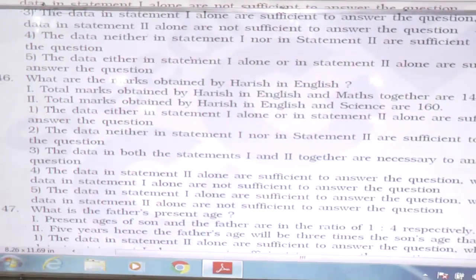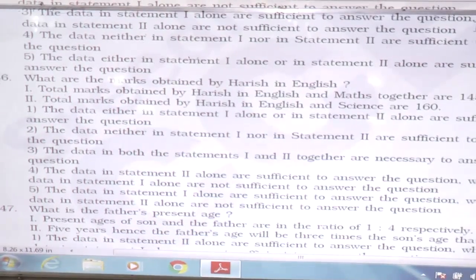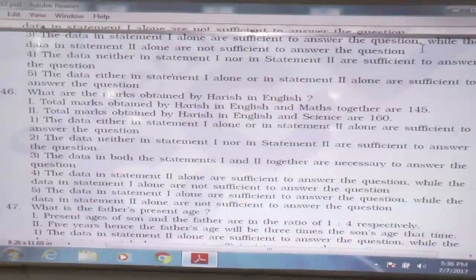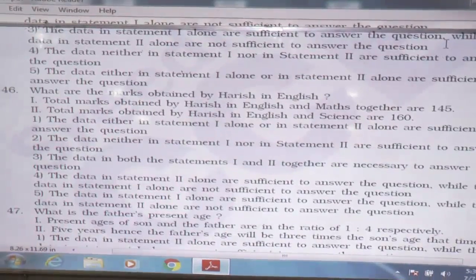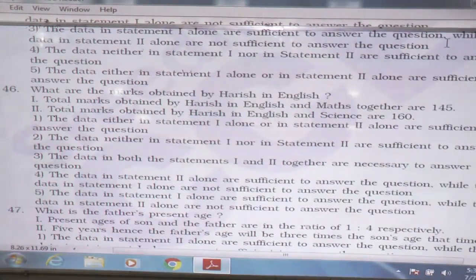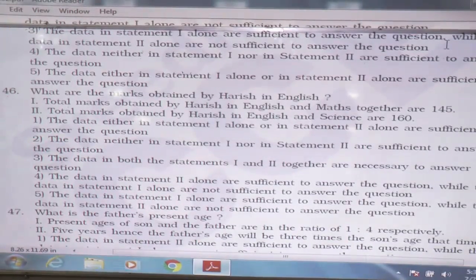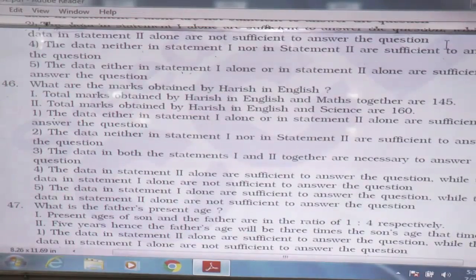What are the marks obtained by Harish in English? The marks obtained by Harish in English and maths together is 145. Using that, will you get the answer? No. Marks obtained by Harish in English and science are 160. Will you get the answer from this? No. Using 1 and 2? No. If your question is what is the difference between the marks scored by Harish in maths and science, will you get the answer? Yes, using 1 and 2 together. Yes or no?